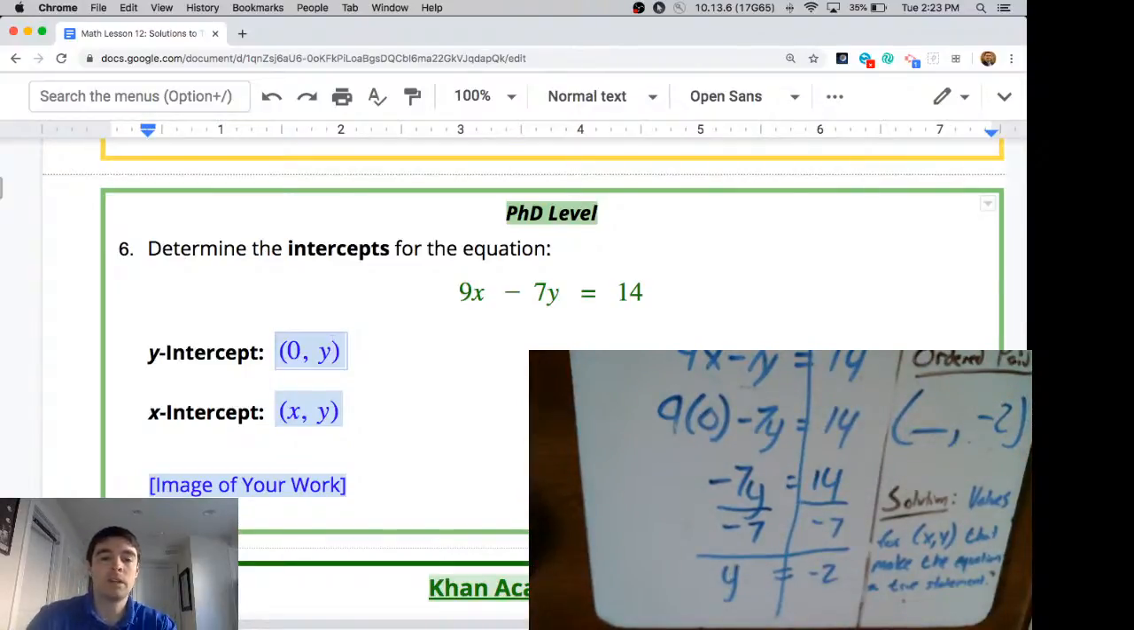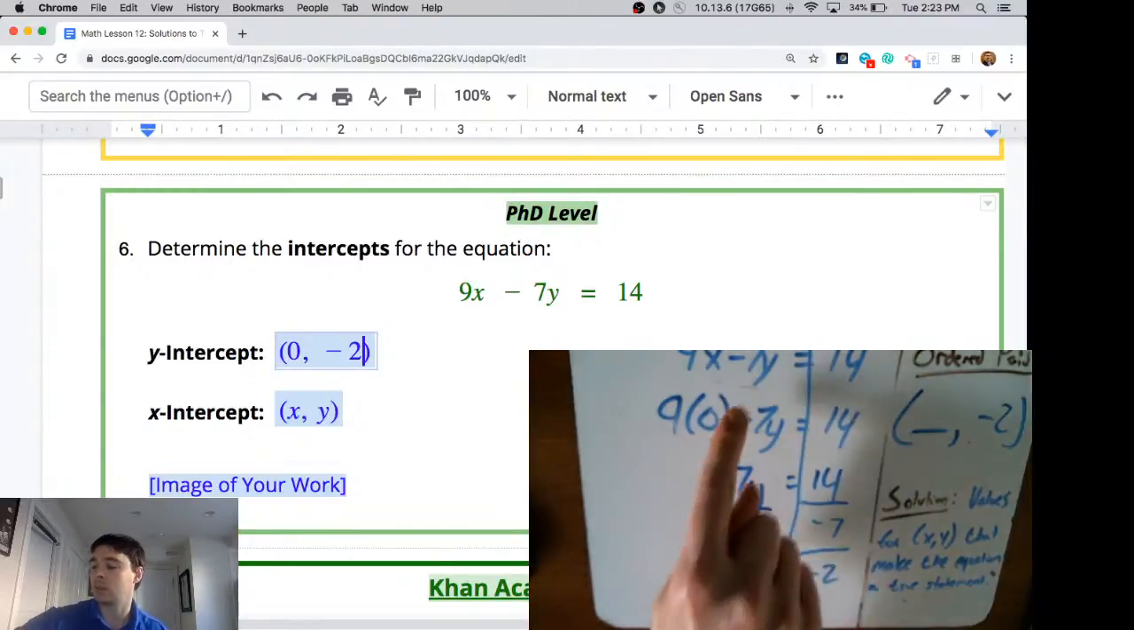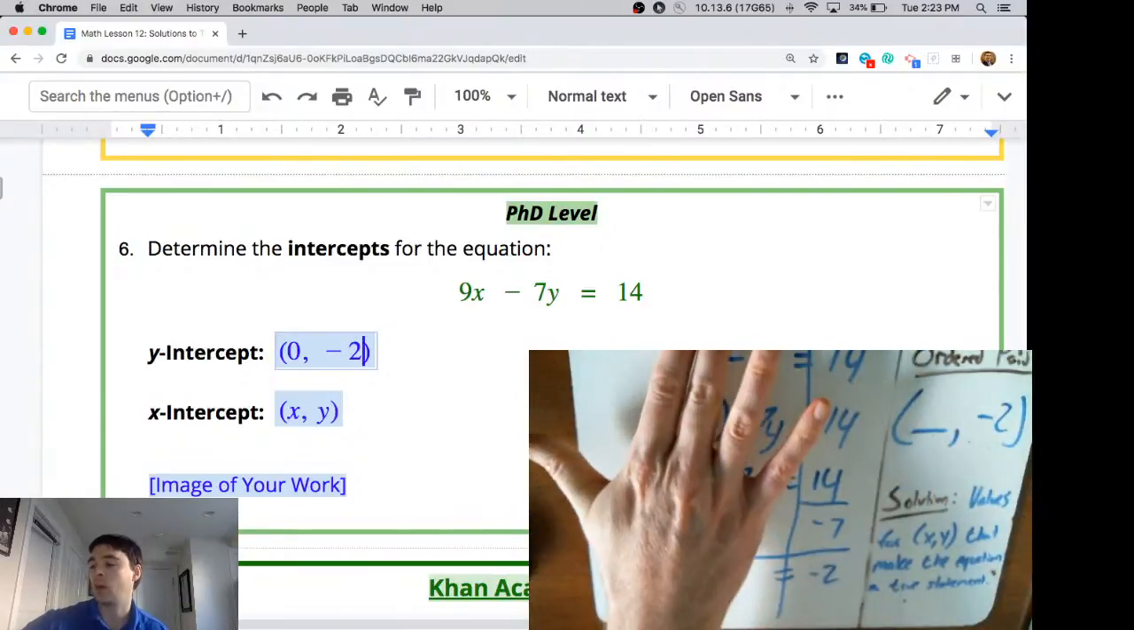So that helps me realize that the y-intercept here, if x is 0, in other words, the y value needs to be negative 2. Because negative 7 times negative 2 would give you a positive 14, which would be equal to 14. And so if 9x is 0, then y needs to be negative 2.